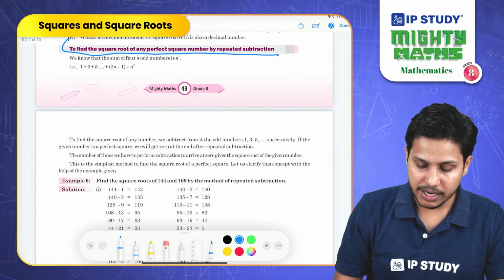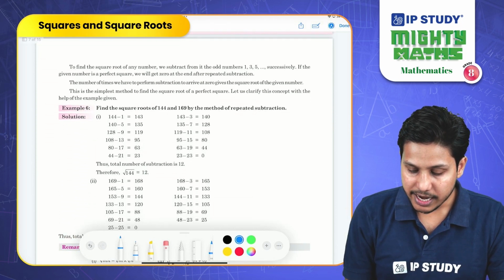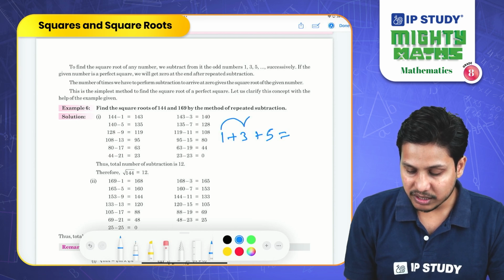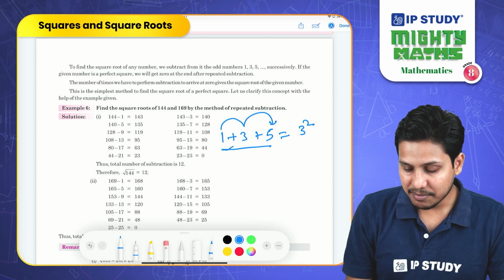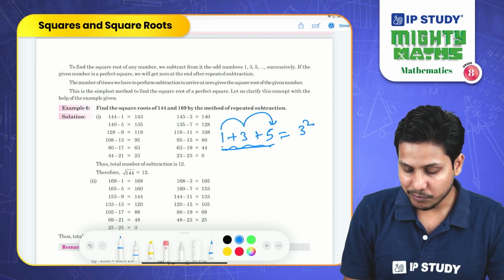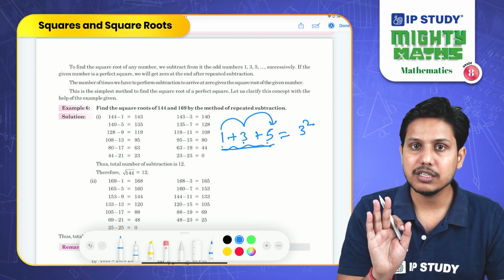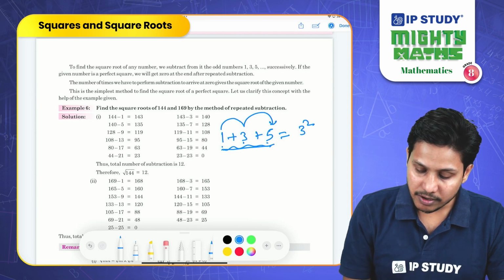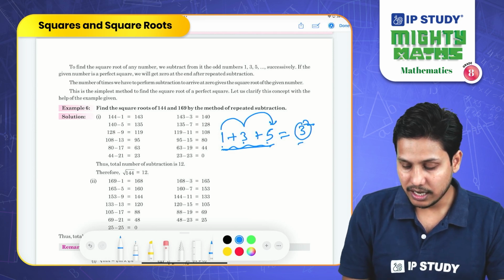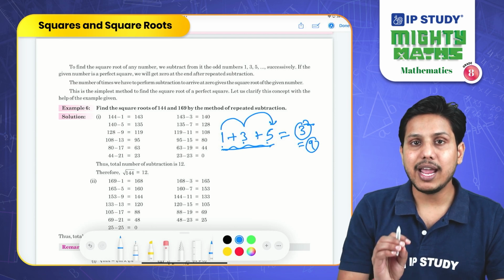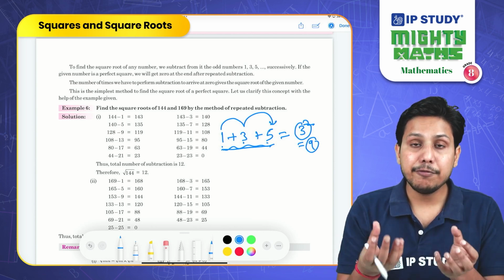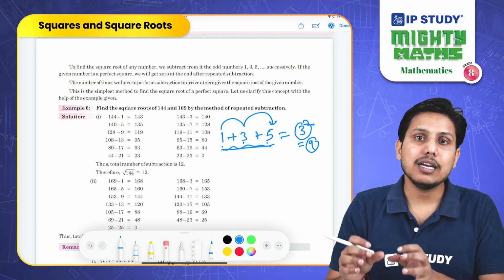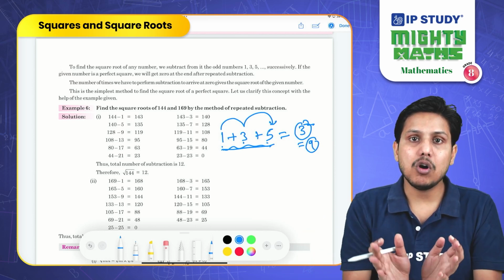Students, there is a property of odd numbers: if we add consecutive odd numbers, then the sum is equal to the square of the count of odd numbers taken. For example, here we have taken 1, 3 and 5. There are 3 consecutive odd numbers, so the sum will be the square of 3, that is 9. This property is valid for any consecutive odd numbers taken together, and if we find the sum, we get the square of the number of odd numbers taken.